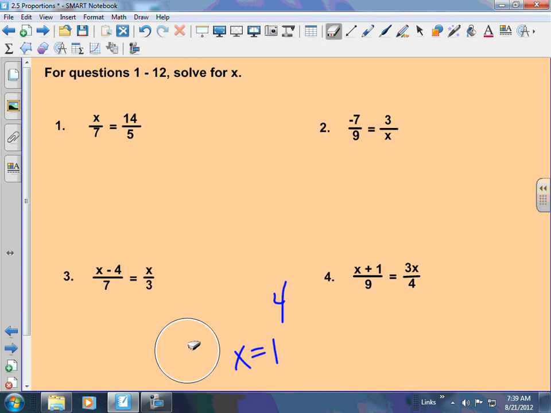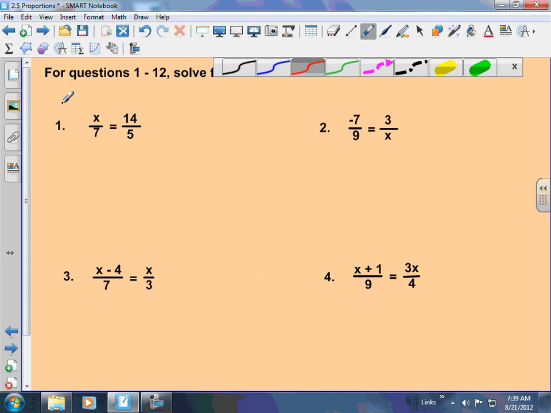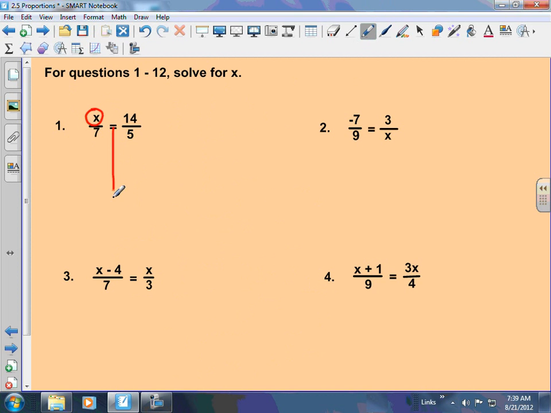These two fractions are equal to each other, so if we cross multiply and solve for x, then we can find out the missing number. Right here is my missing number. I have to find out what that number is. The first thing I want you to do is draw an equal sign, a vertical line at the equal sign. The one mistake that people make constantly is they don't keep the equal sign lined up.